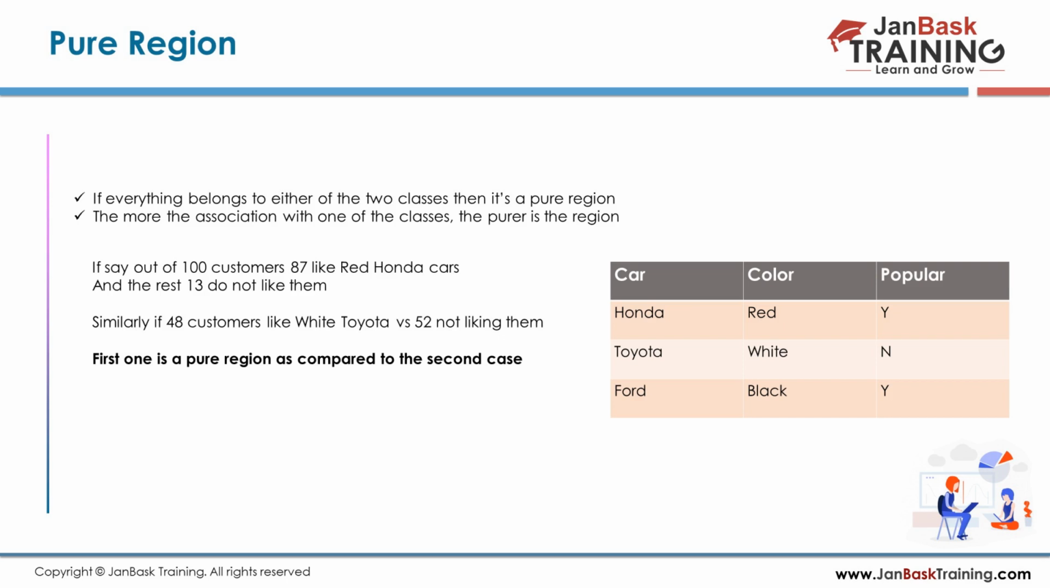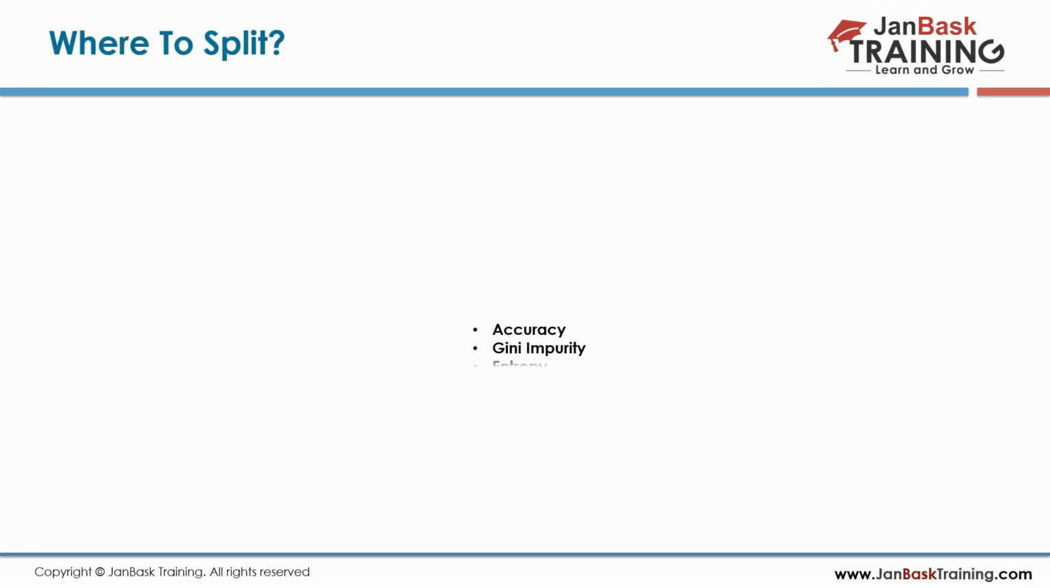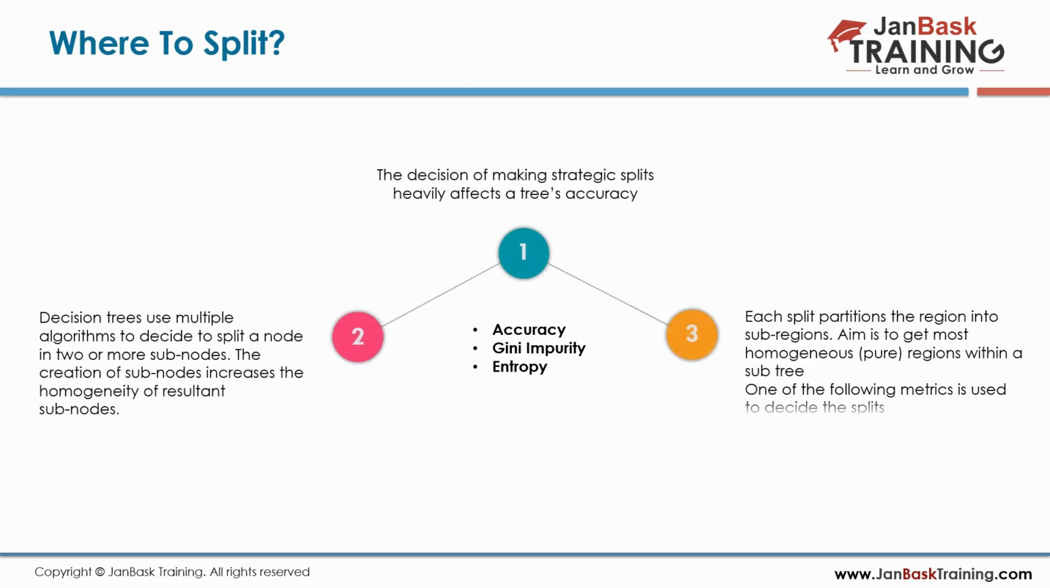Similarly, if 48 customers like white Toyota versus 52 not liking them, this part also I have covered, where to split. Till the point the impurity is there, the decision tree will keep on splitting. Where to split? The point it reaches the homogeneity level. Homogeneity is nothing but the accurate level.